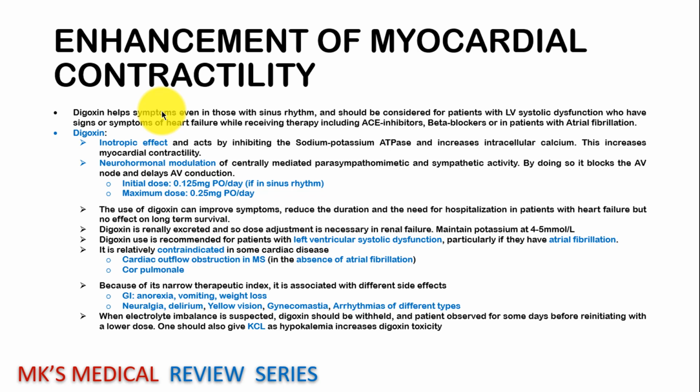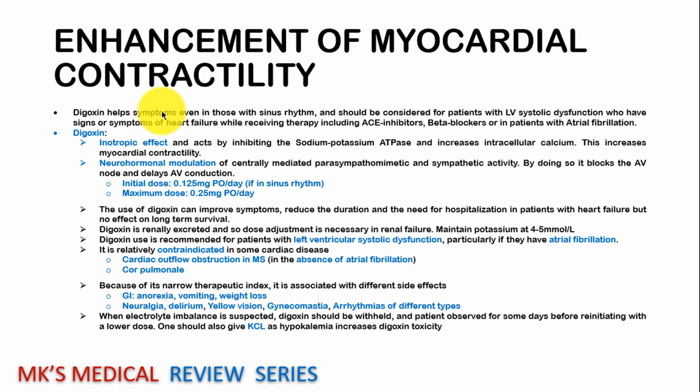Side effects of digoxin toxicity include anorexia, vomiting, weight loss, but an important one is yellowing of the vision, xanthopsia. Okay, you may also have delirium, you may have neuralgias, you may have gynecomastia, arrhythmias of different types. And whenever you see this, please stop the digoxin, give the digoxin binding antibodies. That's your antidote. Then when there's electrolyte imbalance that is suspected, digoxin should be withheld. And of course, the patient should be observed for a few days before reinitiating with a lower dose. And of course, one should also be given potassium chloride.